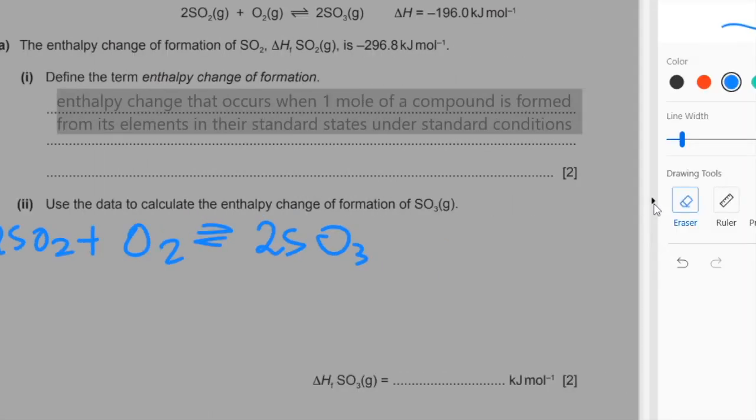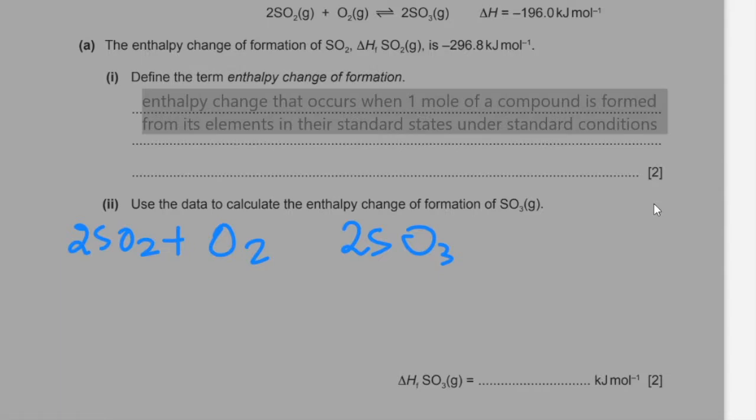Let me just replace this double-headed arrow with a single-headed arrow for the sake of solving this. Right, so the enthalpy change of this reaction is negative 196. And we're also given that the enthalpy change of formation of sulfur dioxide is negative 296.8. So this question requires the formation of a Hess cycle to solve and get to the answer.